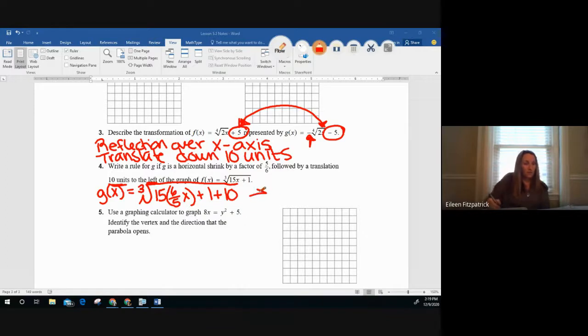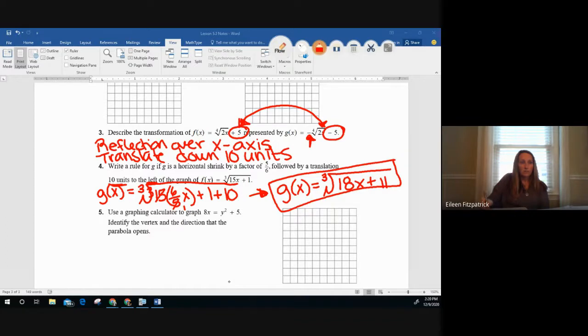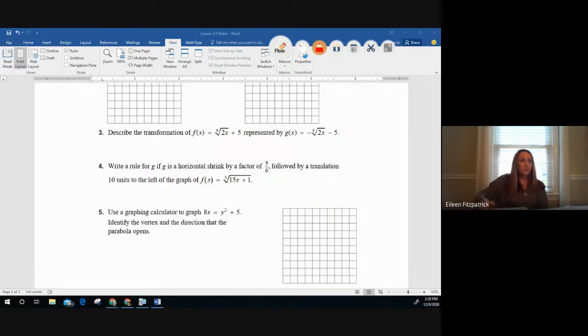Okay. So when I simplify that, I have that g of x is equal to the cube root of 15 times 5/6. So 5 goes into 5 once, 5 goes into 15 3 times. So it's really just 3 times 6, which is 18. x plus 1 plus 10 gives you an 11. So that would be your function. All right, let's look at the next one.